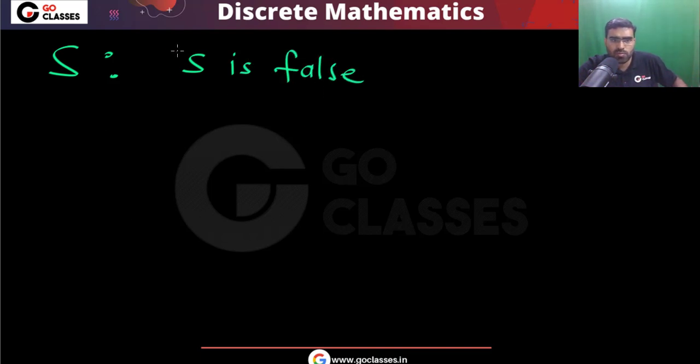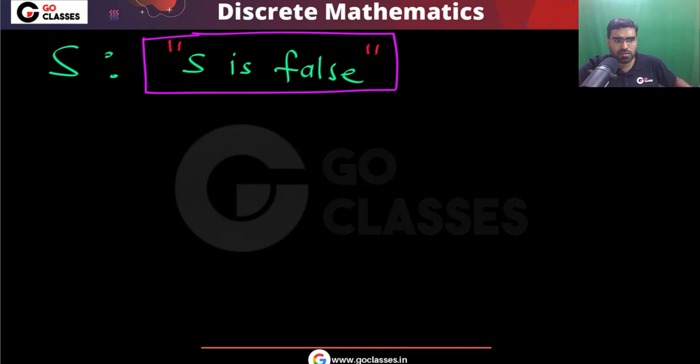So you have this sentence, and I am writing it with S. Basically, what is this S? S is saying that S is false. This sentence S is saying that S is false. So this is your sentence.